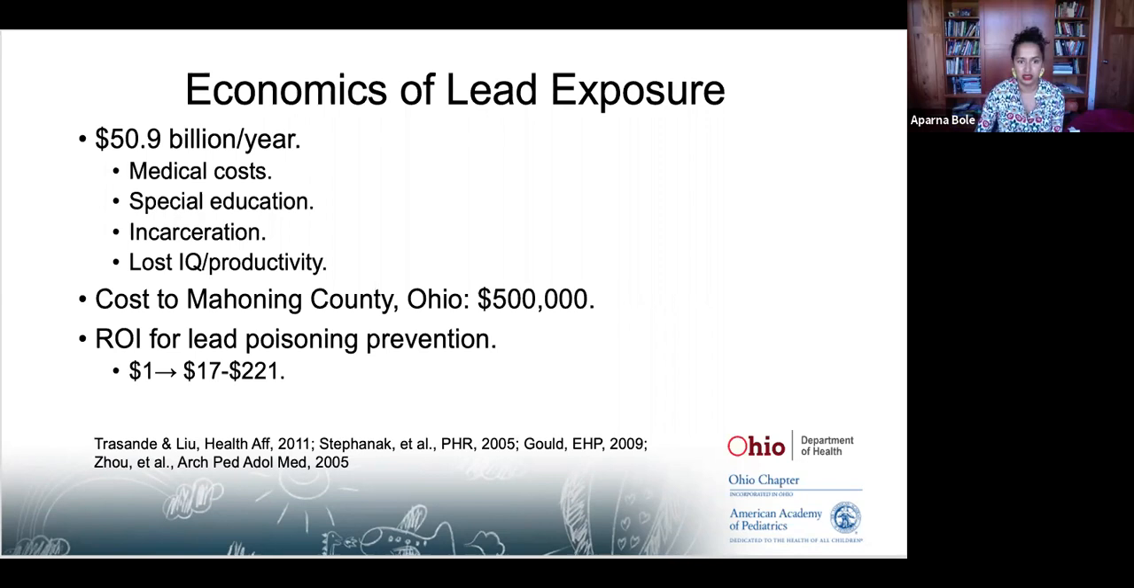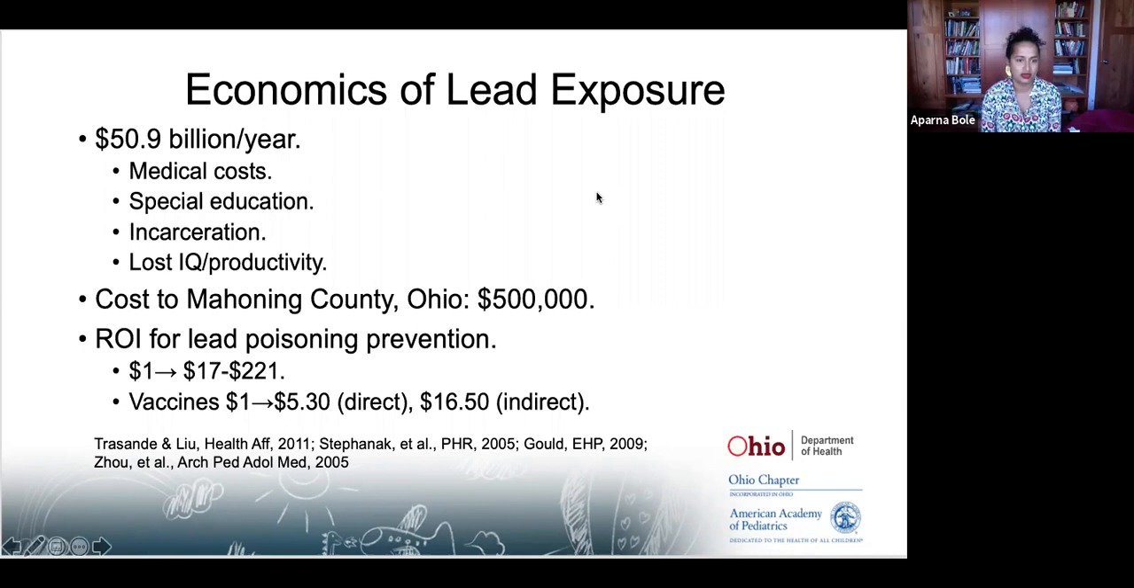And if you'll click forward, Alex, just by way of reference, the only thing that really comes close is childhood vaccines, which have significant return on investment. And if anything, lead poisoning is even more so. Next slide, please.